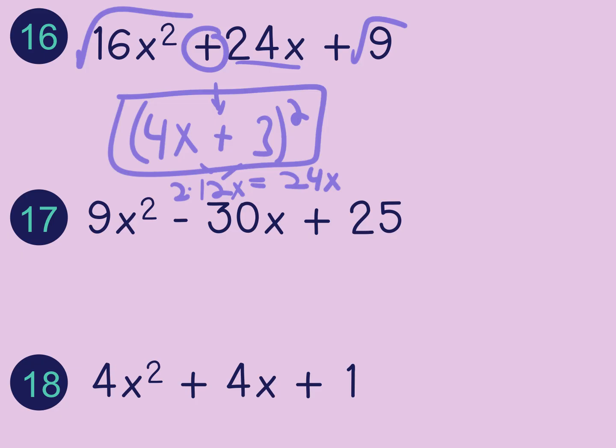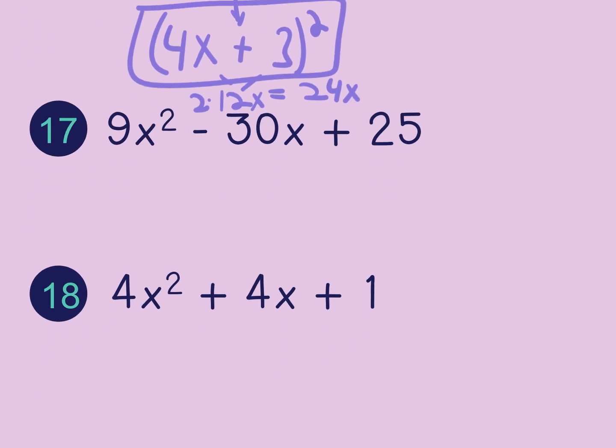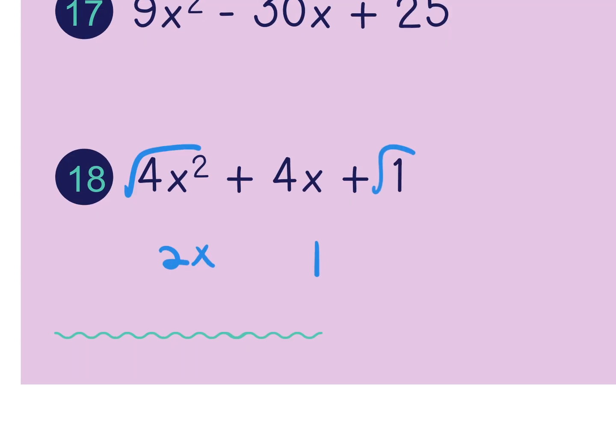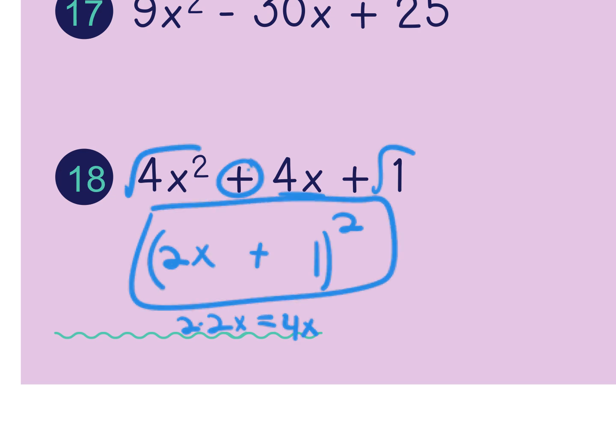All right, maybe not so comfortable yet. All right, so let me just finish up a couple more outside of class. All right, let's try number 18. All right, so we're going to test the exact same thing. So I'm going to square root the first. That's going to get you 2x. Square root the last. That's going to get you 1. Let's multiply these together and then double it. And then that does get us 4x, the term in the middle. So I'm just going to stick the sign that we see in front right in the middle and then square it. And then this is our factored expression.